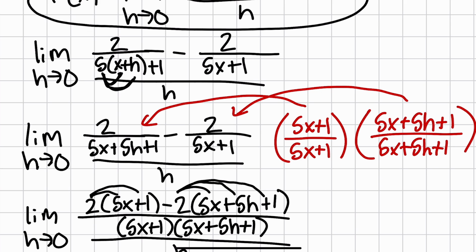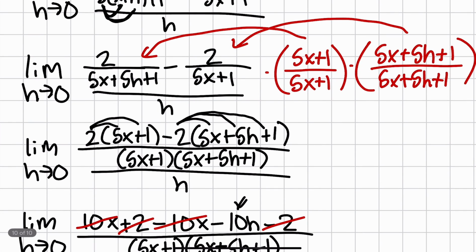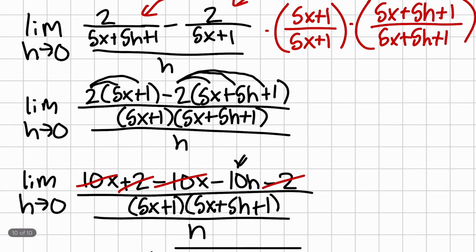I multiplied our first term by the second term's denominator, which is 5x plus 1 over 5x plus 1. And then I multiplied that second term by 5x plus 5h plus 1 over 5x plus 5h plus 1. That gave us a common denominator of 5x plus 1 times 5x plus 5h plus 1. And in the numerator, what that gave us was 2 times 5x plus 1 minus 2 times 5x plus 5h plus 1, all over h.